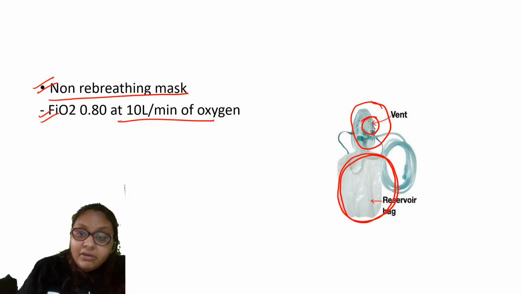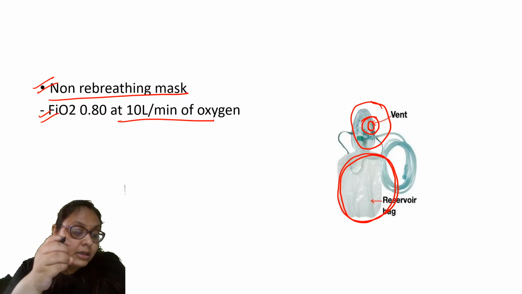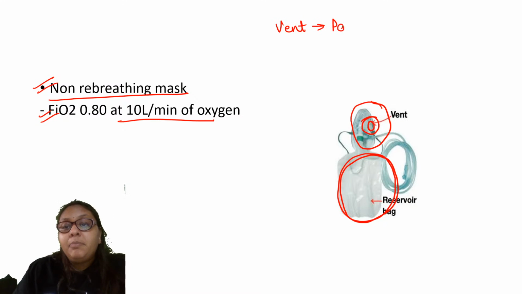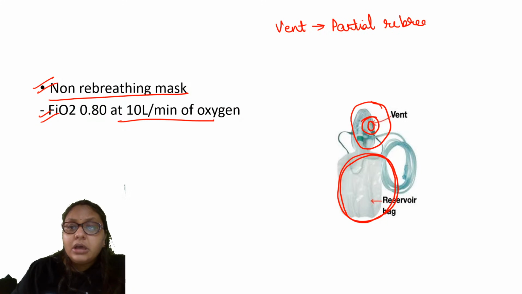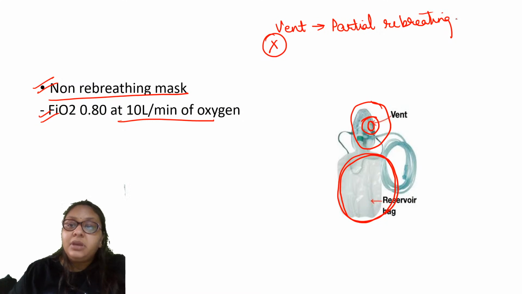Remember, if this vent is not present, then it is a partial rebreathing mask. Why? Because the exhaled gases cannot go out. If the vent is there, they go out. If not, they go back into the reservoir bag and the patient can rebreathe them. So if the vent is not present, it is a partial rebreathing mask.